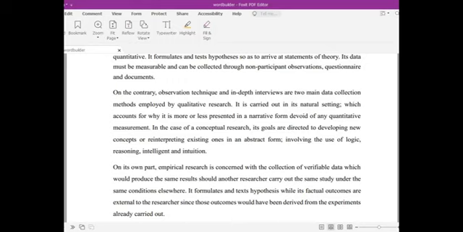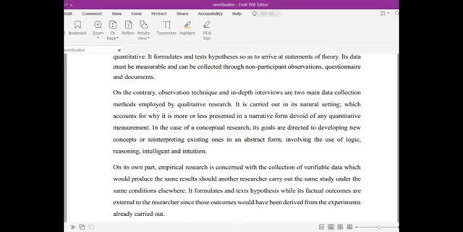On its own part, empirical research is concerned with the collection of verifiable data, which would produce the same results should another researcher carry out the same study under the same conditions elsewhere. So the data should be verifiable so that whoever comes up tomorrow to carry out the same study will still get the same result. No matter where the person is running the research, you will still arrive at the same result.